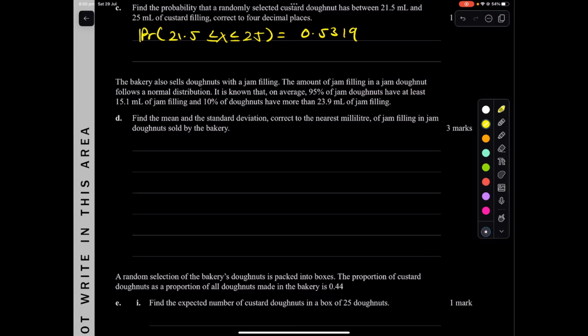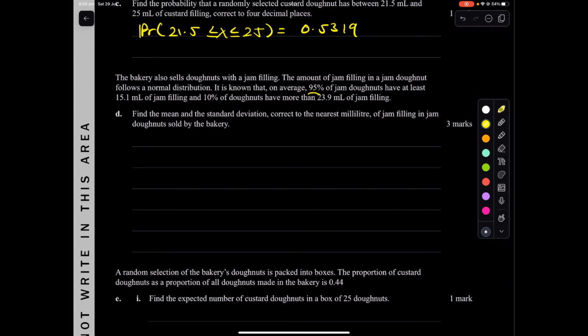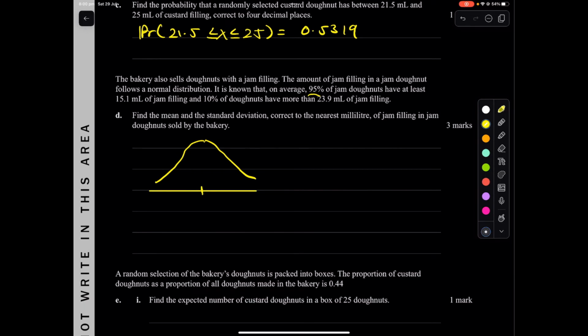Next question. The bakery also sells donuts with a jam filling. The amount of jam filling in a donut follows a normal distribution. It is known that on average 95% of the jam donuts have at least 15.1. So I'm just going to draw a normal distribution here to make my life easier.